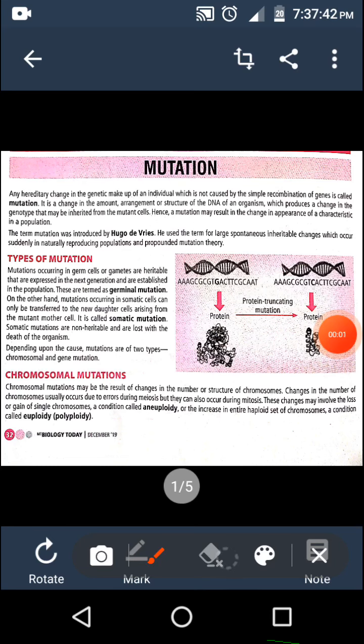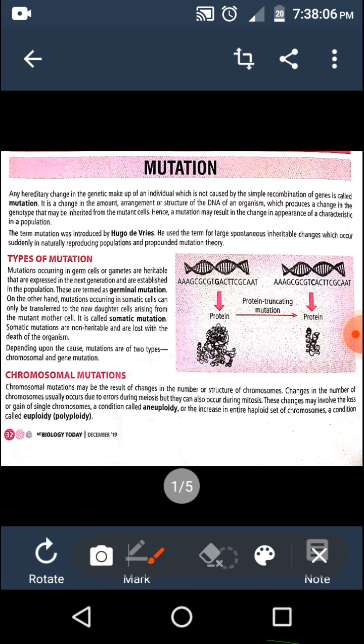The topic name is mutation. So, in this chapter, we will learn mainly about mutation and its types. Before starting with this topic, let's know the basic concepts regarding mutation and the definition of mutation.